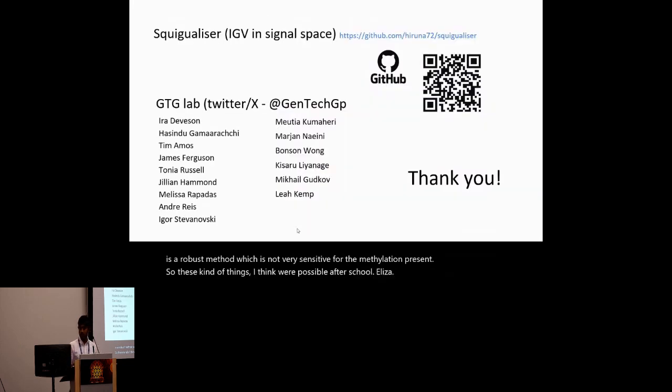Squigualiser is available as free open source software on GitHub. You can give it a try. I would call it the IGV in signal space.